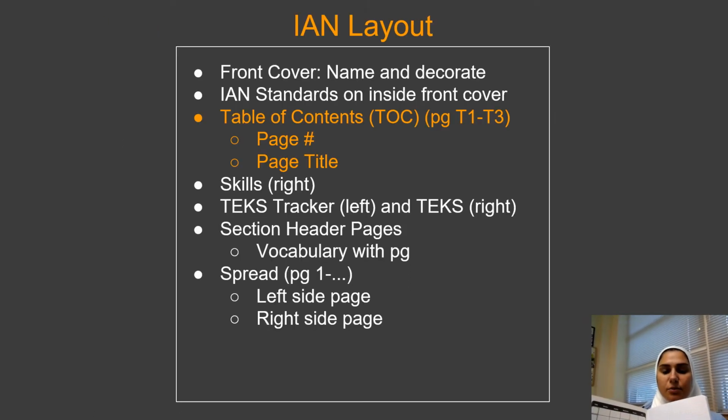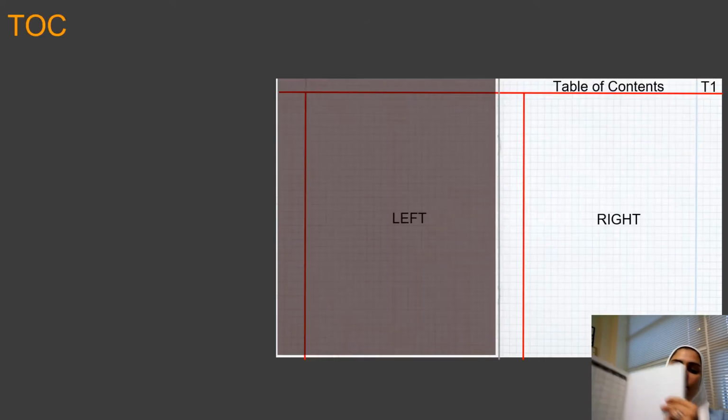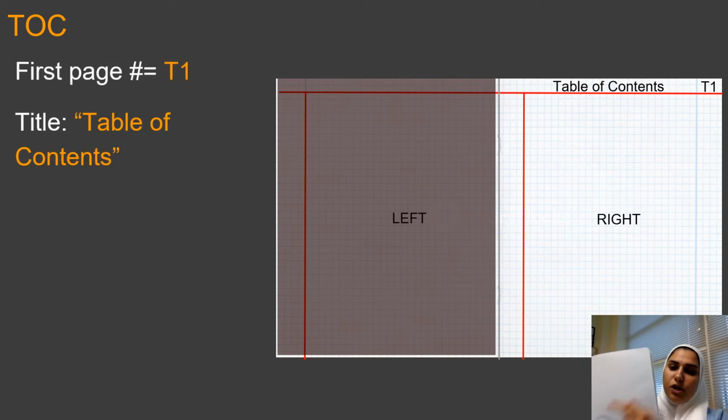The next thing we're going to create is our table of contents. We're going to start on this right-hand side page that you have. This right-hand side page is the very first page in your notebook, so cardboard, very first page. On that page, we're going to draw a border along the top. If you'll notice in the picture on the screen, I counted down 2 squares and then drew my line across the top. And then I counted 4 squares from the inside and drew a line down.